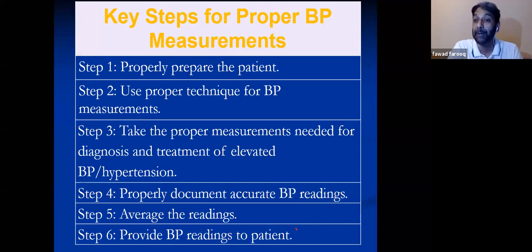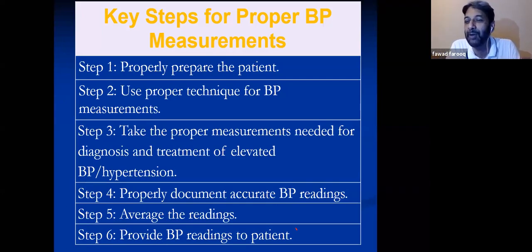Now, regarding blood pressure measurement, again, it's very important. I'm not going into the details, but this slide shows you the importance of properly measuring blood pressure. One thing I will add is to properly document an accurate blood pressure reading. Most of the time, people take blood pressure and write a value which they round off by themselves. You have never seen a blood pressure which is not a multiple of 10. Usually the blood pressure is written as 130/80, 140/90.